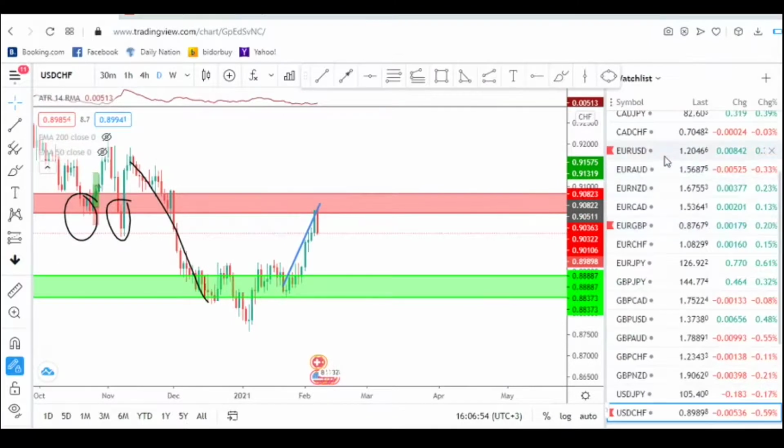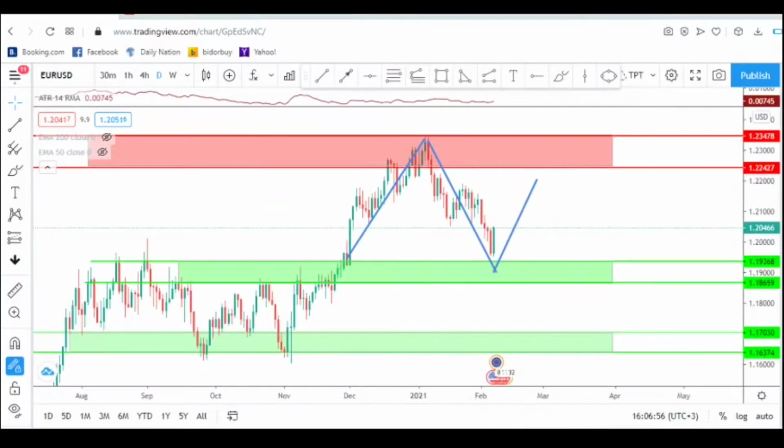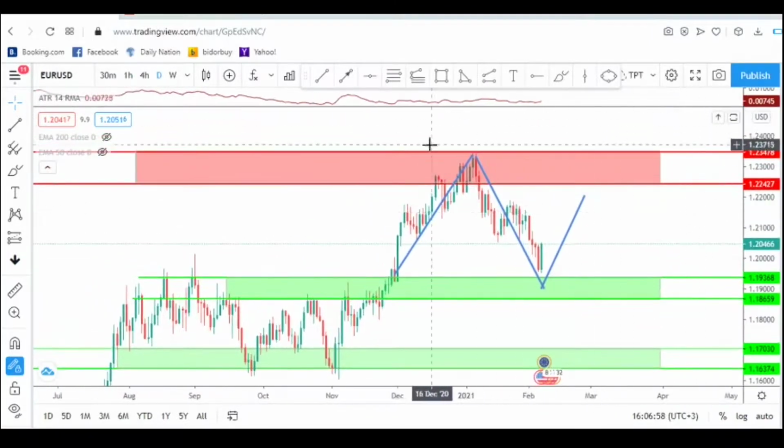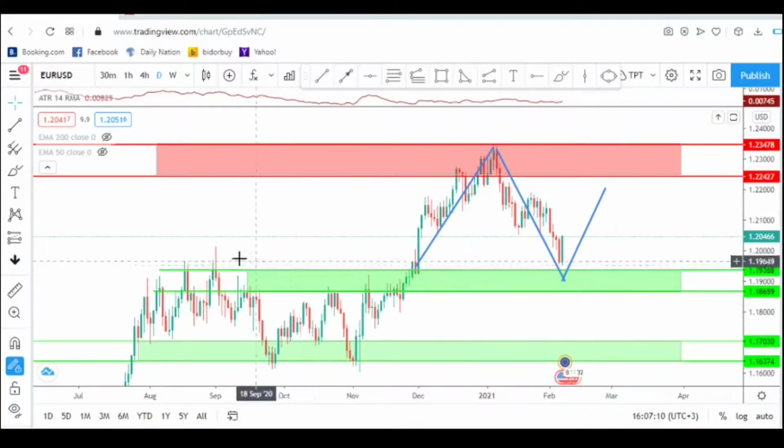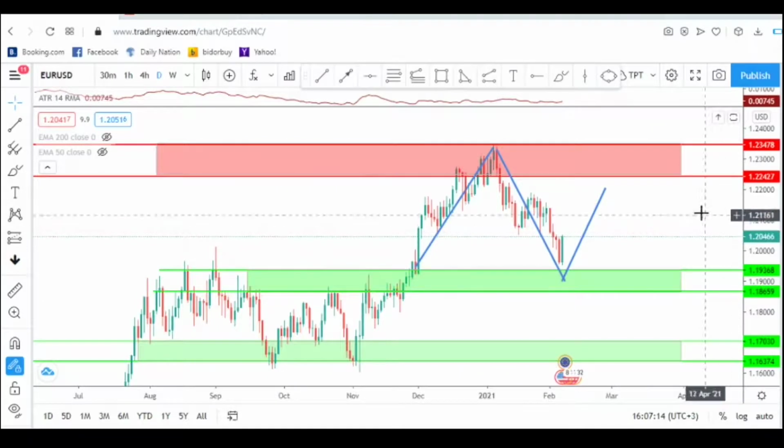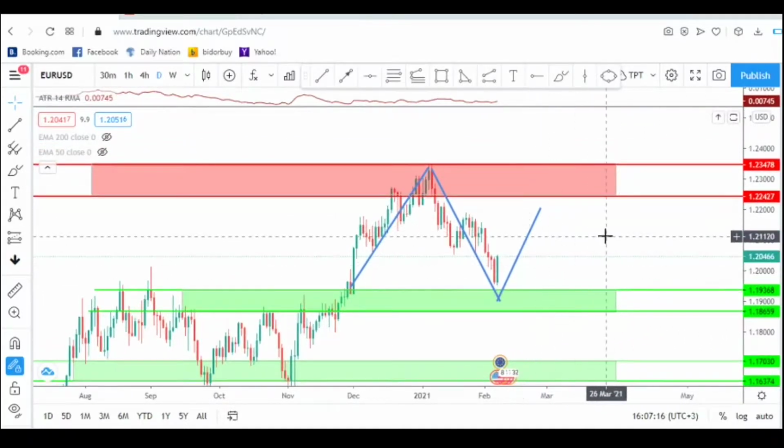Euro dollar is the most traded currency pair in the world. I predicted some days back that this market will find resistance here, and when it finds the resistance up here and gets rejected, I'll be waiting for this market to come back here to this level of support that was previously resistance and buy the market.